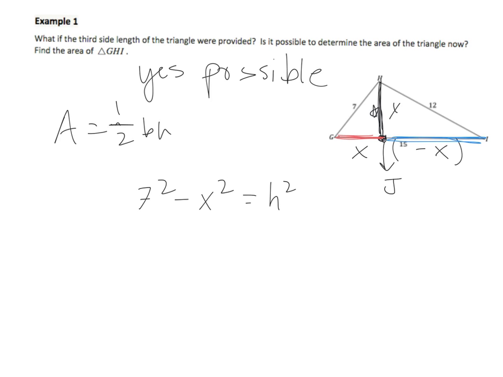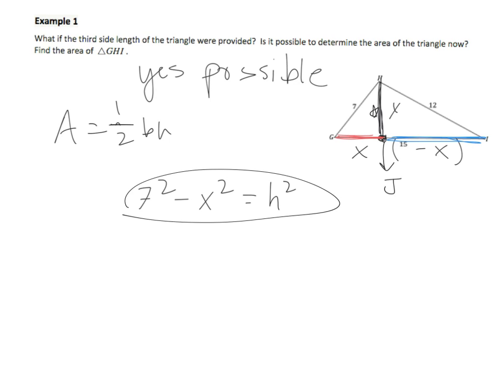So this represents GJ, and I know that has to equal the height squared. So the height is really the height of the triangle. That equation would work to figure out the height, but I still have two variables in that equation, which is problematic. So if I look at the other side, I can write another equation that represents the height given the other right triangle.